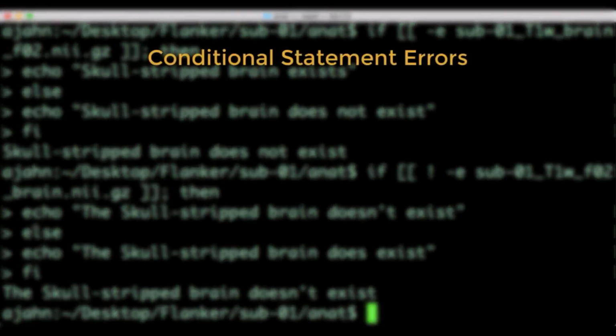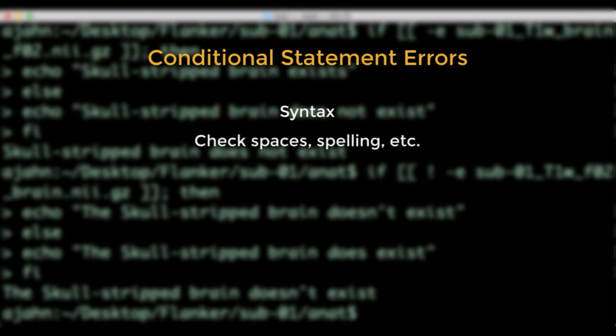At this point, I want to talk about common conditional statement errors. Usually this is because the syntax is off, and you should check it to see if the condition is formatted correctly. A typical error is not putting a space between the brackets, the exclamation mark, and the separate elements within the brackets. If you don't follow the syntax rules exactly, the conditional statement will throw an error.